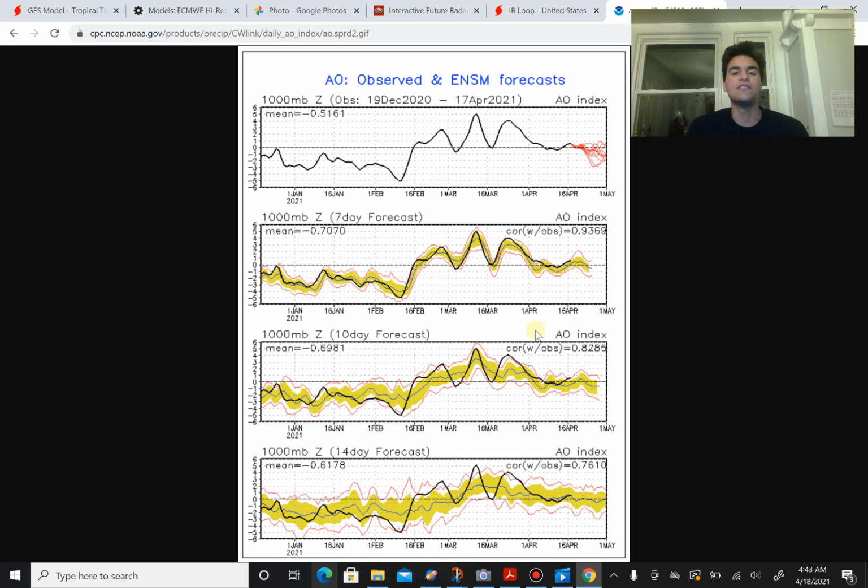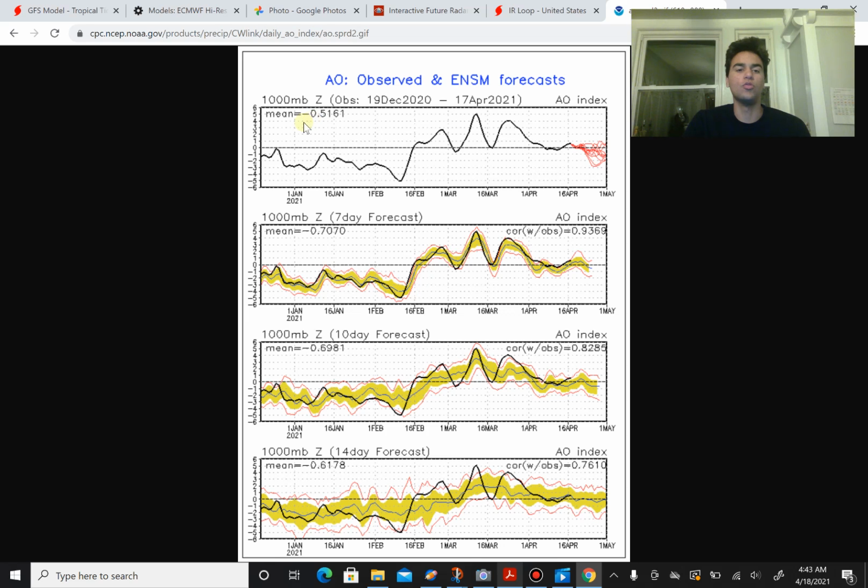So let's begin by taking a look at the current Arctic oscillation pattern right now and taking a look at this line graph. You see that there are portions where the line is in the negative phase and there are portions where this line is in the positive phase.